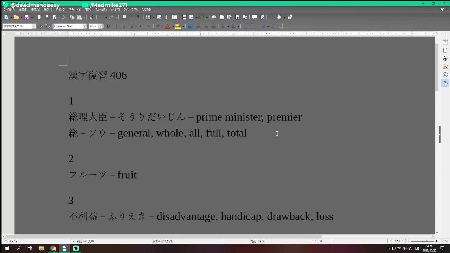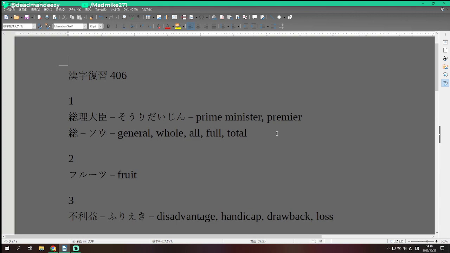Sōri daijin, the sō is general, whole, or total. Together with ri, we have logic, or reason, or justice. Sōri, the general justice, daijin, or big minister. Sōri daijin is the prime minister or premier.